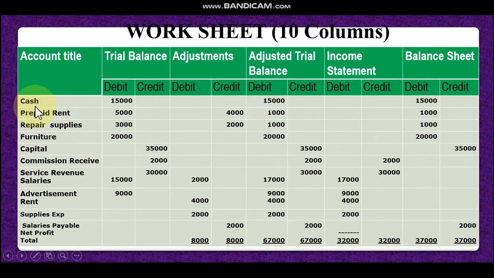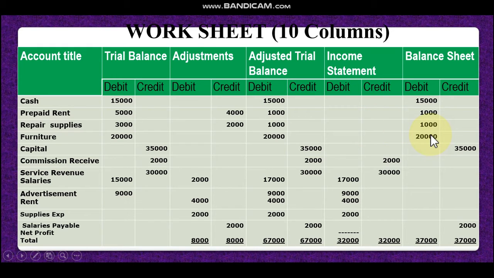Look at cash, this is our asset, so we have to write it on the asset side. Prepaid rent is also another asset. You know that rent is an expense, but if any expense is prepaid, then that is our asset. So prepaid rent is on the asset side. Then repair supplies, it is debit, so this is another asset on the debit side, the asset side. Furniture is our asset, so it is recorded on the asset side.